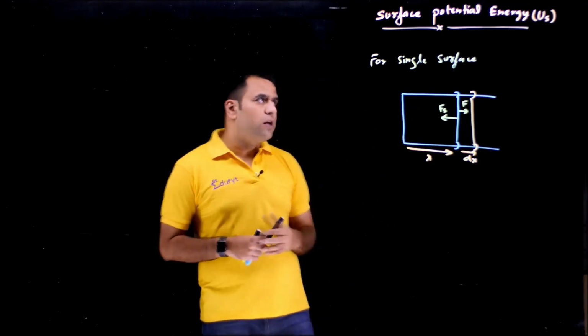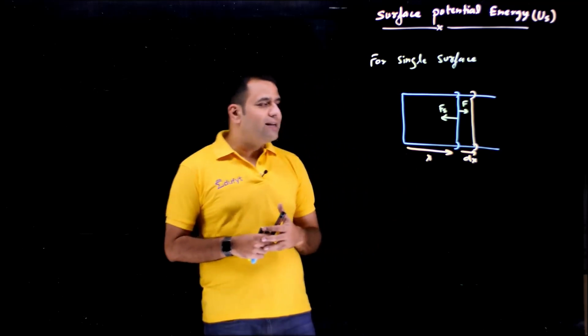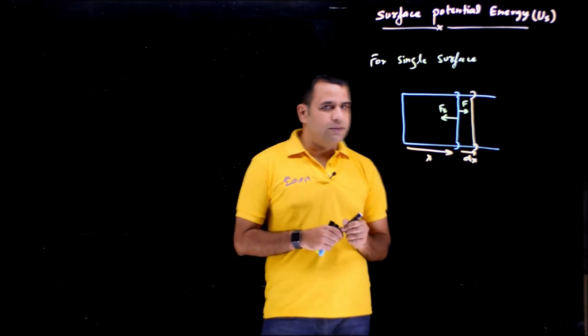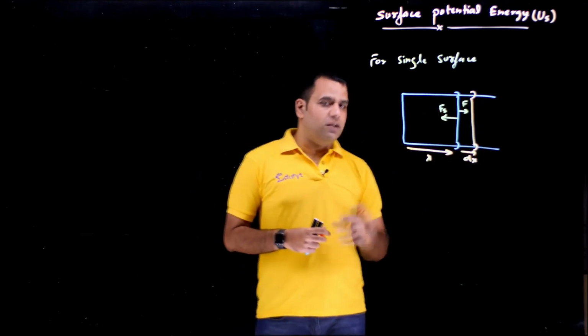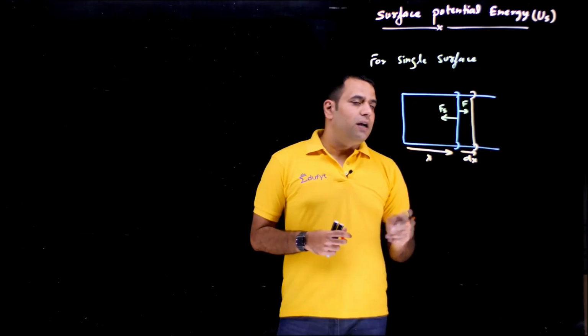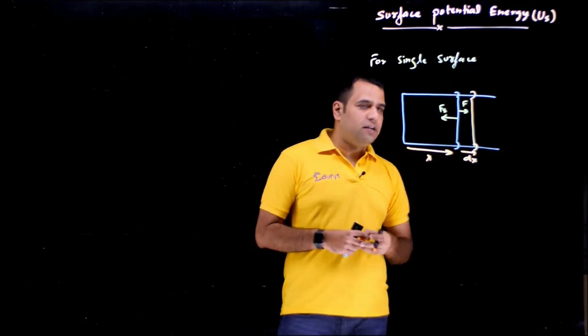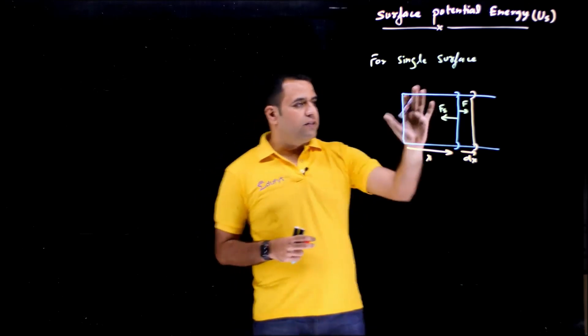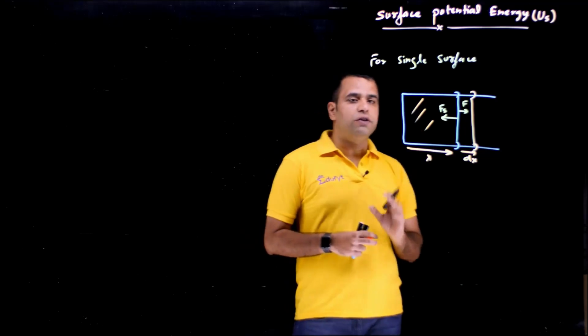So these forces are also conservative in nature, so we have to calculate the potential energy corresponding to these forces. To calculate the potential energy, we take a U-shaped rigid wire, and upon that we create a sliding rod. And there is a single surface here. I'm deriving this only for a single surface.